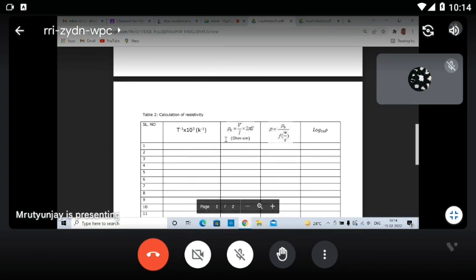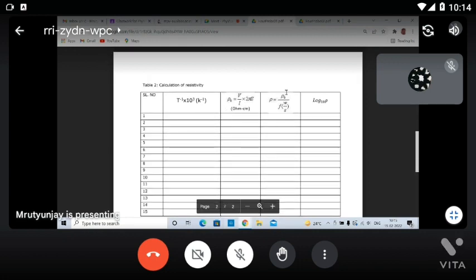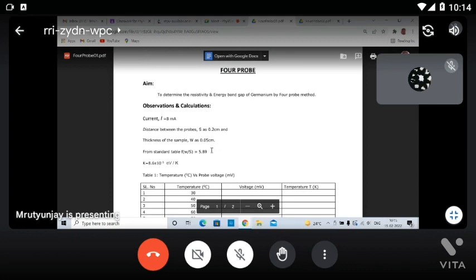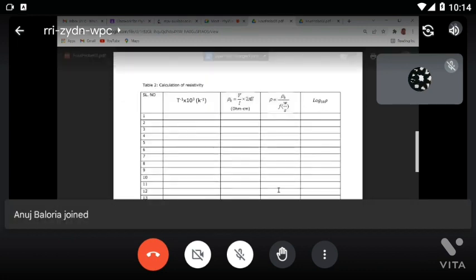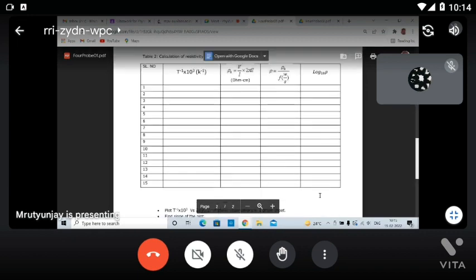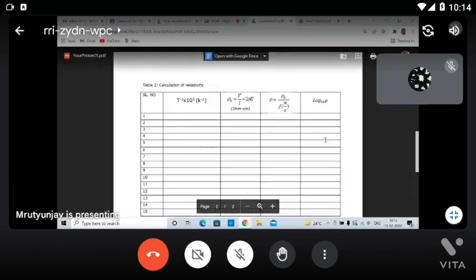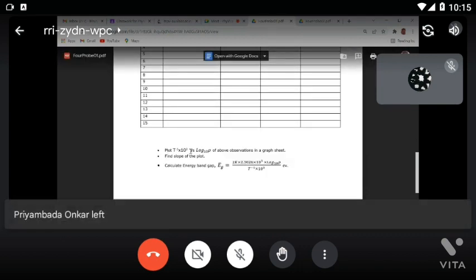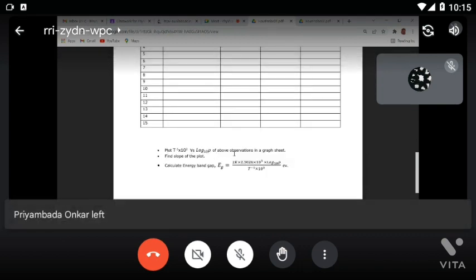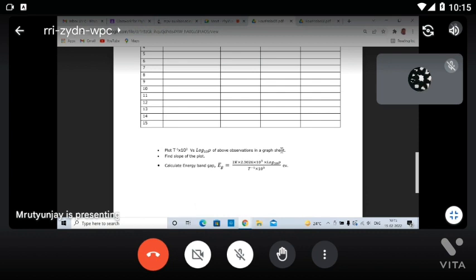After finding rho naught for each, you need to find rho naught divided by F of W by S. Rho naught divided by 5.89 is the resistivity rho. Then after getting rho, you need to find log rho base 10. Then you need to plot a graph as written: plot T inverse into 10 to the power 3 versus log rho base 10 of the above observations on a graph sheet.